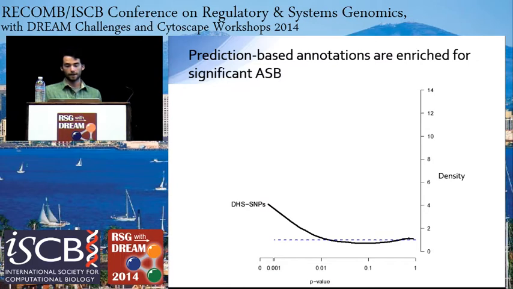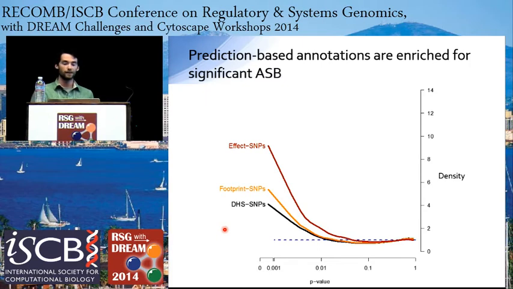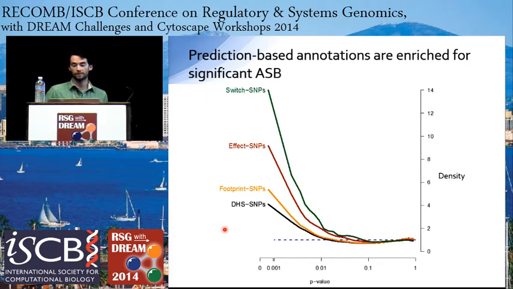Overall, if you look at all of the SNPs that fall within DHS regions, we see about a 4-fold enrichment for ASB signal versus the null. If you look at all of those that are also within annotated footprints, we see a slightly higher, about 6-fold enrichment over the null. However, when you examine just the effect SNPs, you see a 9-fold enrichment for ASB, and we see a 14-fold enrichment for the switch SNPs. And the fact that these annotations are enriched for ASB further supports the hypothesis that these predicted categories are truly functional.